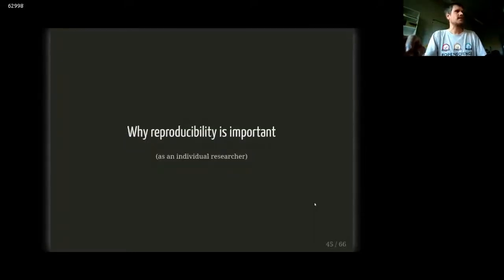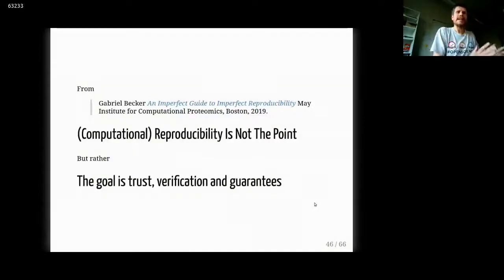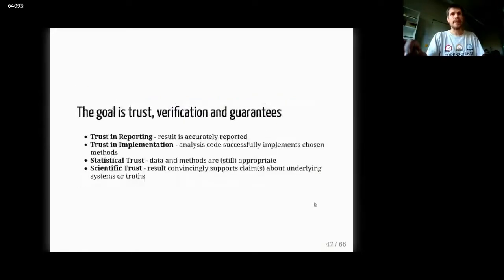We have seen that reproducibility is important for science at large, but why is it important for me as an individual researcher? And I invite you to go and look at Gabriel Becker's presentation, Imperfect Guide to Imperfect Reproducibility. But his point is that computational reproducibility, or reproducibility in general, is not the point. We don't really care about being able to reproduce things just for the sake of reproducing them. We might reproduce nonsense. But rather, the goal of this is trust, verification, and guarantees, right?